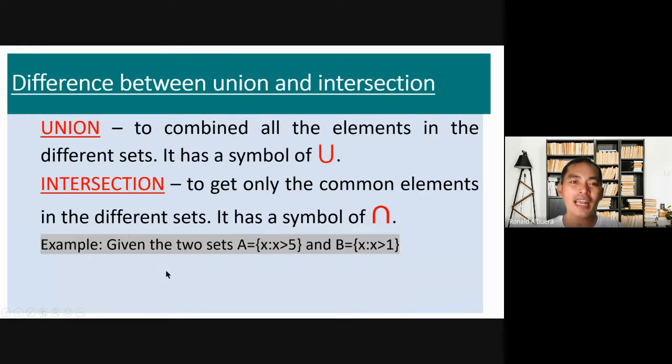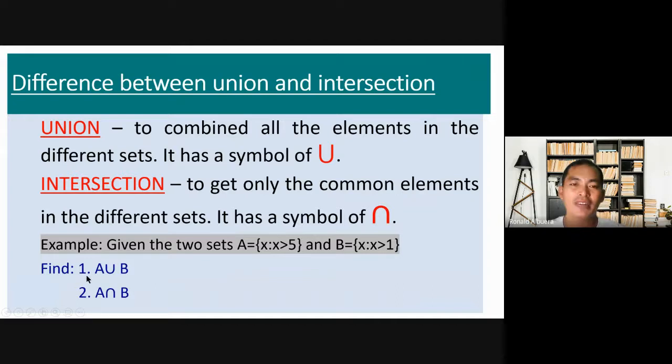I'll give you an example. Suppose the given two sets, set A equals the set of all x such that x is greater than 5. And set B equals the set of all x such that x is greater than 1. Is greater than 5 for A, is greater than 1 for B. The question is, what is the union of set A and set B? Another, what is the intersection of set A and set B?